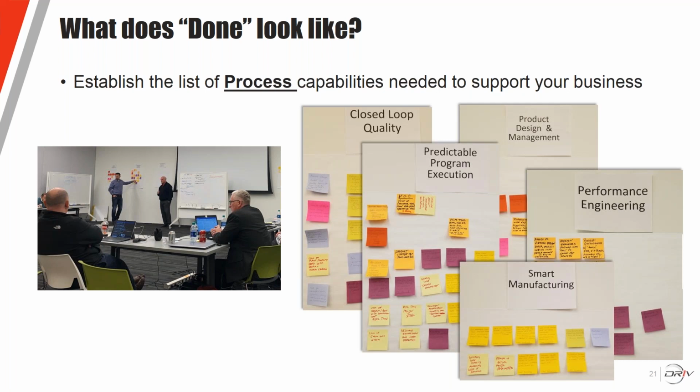And what we did is we started out with a set of capabilities that needed to be put in place. So we used Post-it notes. We handed Post-it notes out to each of the leaders from engineering, quality, purchasing, manufacturing. And we asked them, all right, in the context of closed loop quality, in the context of smart manufacturing, in the context of performance engineering, what are the capabilities that you need to be able to be more effective in what you do from day to day, whether it's developing, managing, or manufacturing a product? So we were able to pull all of these things together.